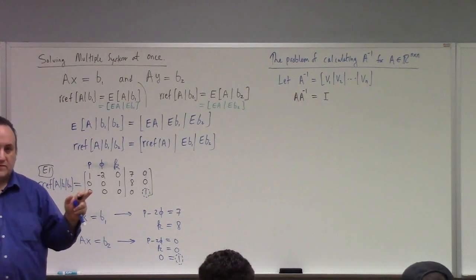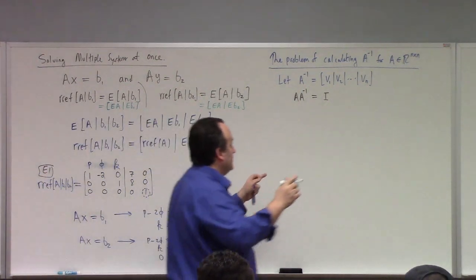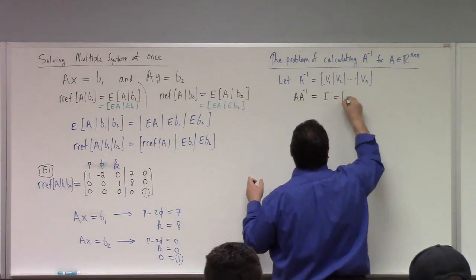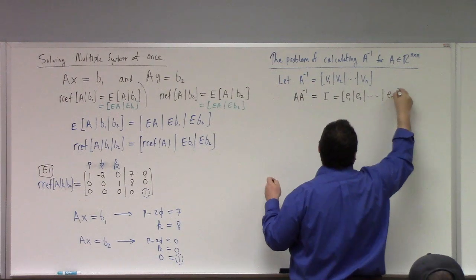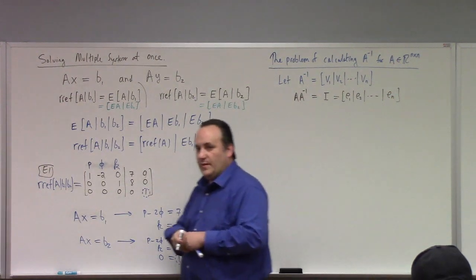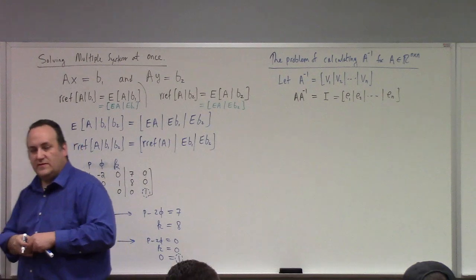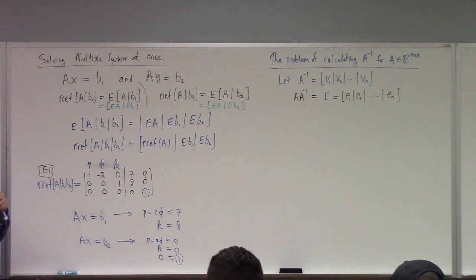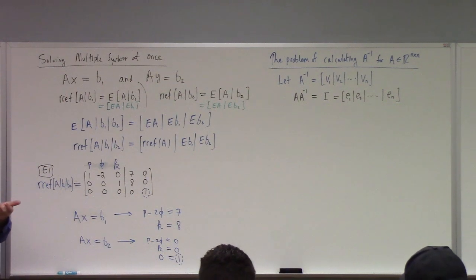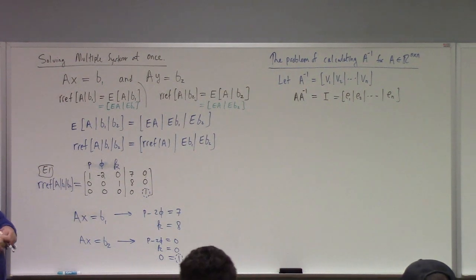What is the identity matrix in terms of the standard basis? This is E1, E2, through En, right? Remember what the E's are? These are vectors that only have a 1. E sub i is the column vector which has a 0 in every spot except for the ith spot, where it has a 1.